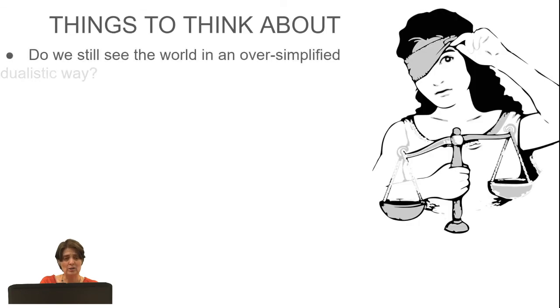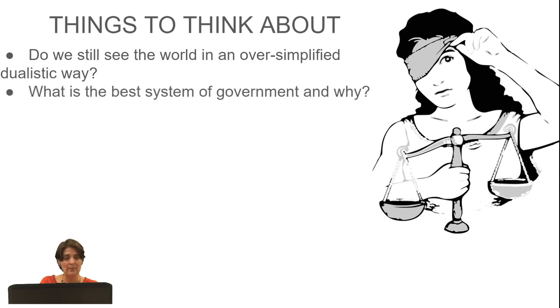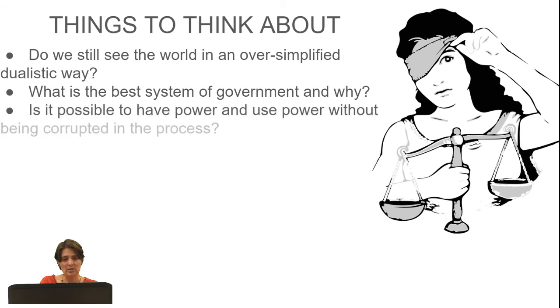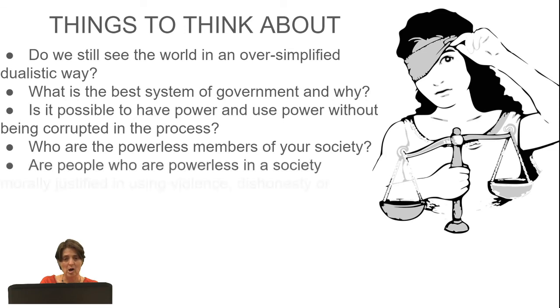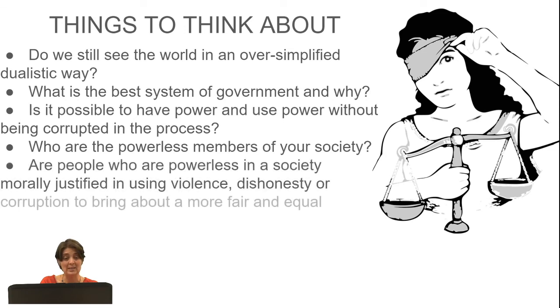So ask yourself, do we still see the world in an oversimplified and dualistic way? What is the best system of government and why? Is it possible to have power and use power without being corrupted in that process? Who are the powerless members of your society, of our South African society? Are people who are powerless in society morally justified in using violence, dishonesty, or corruption to bring about a more fair and equal distribution of power?